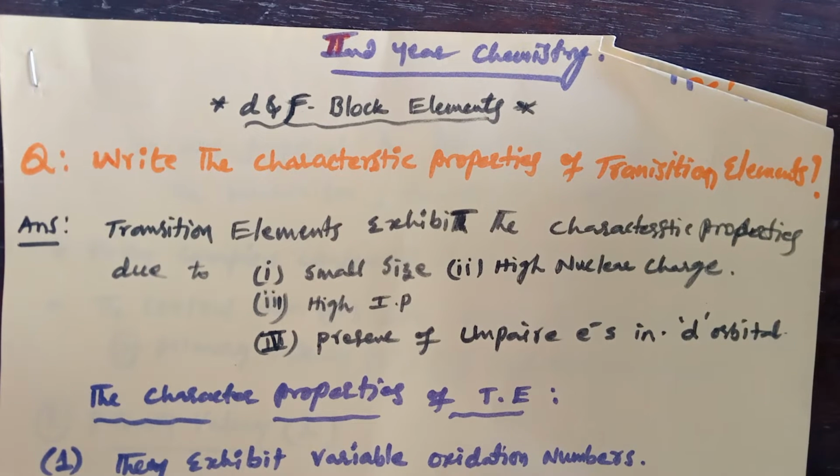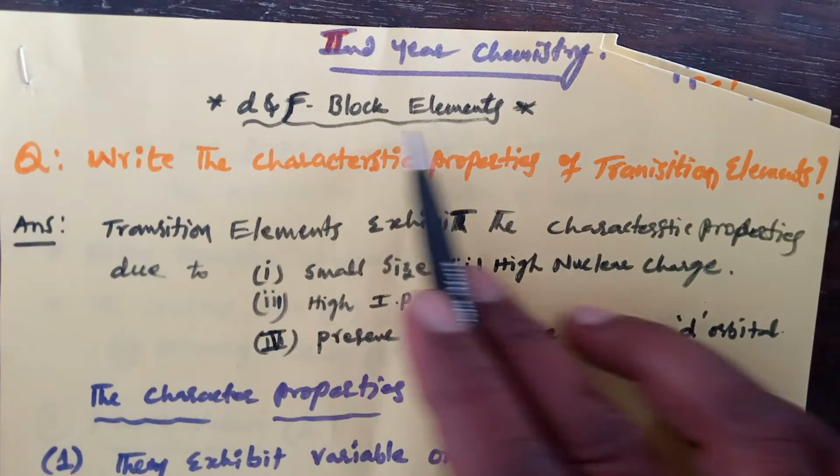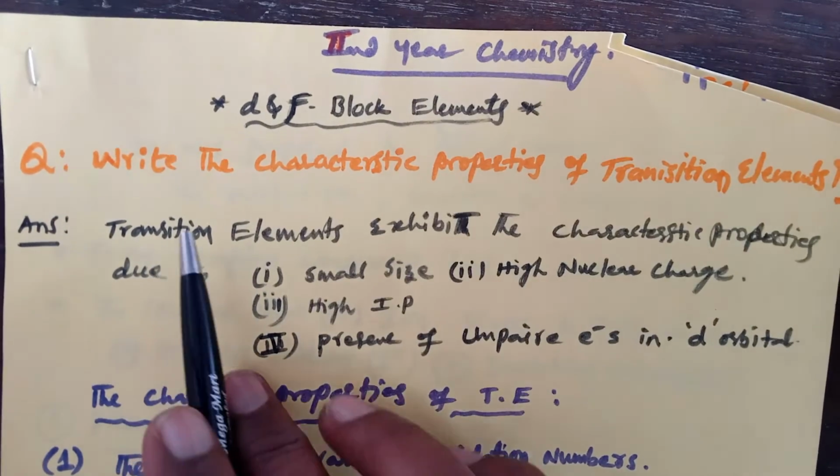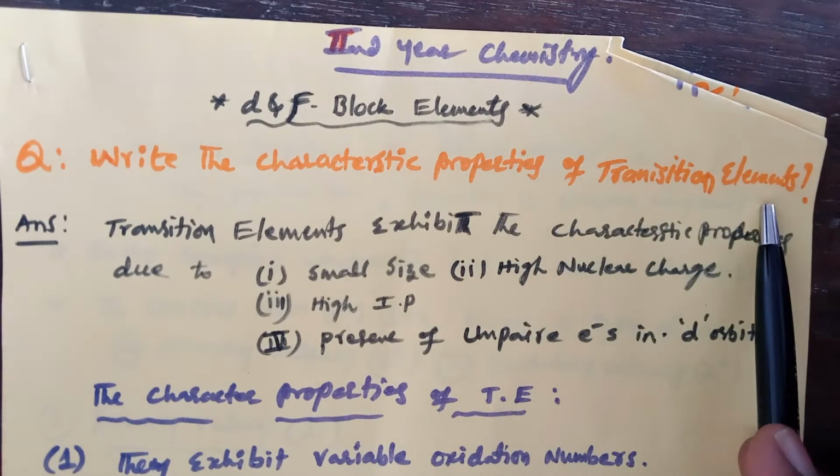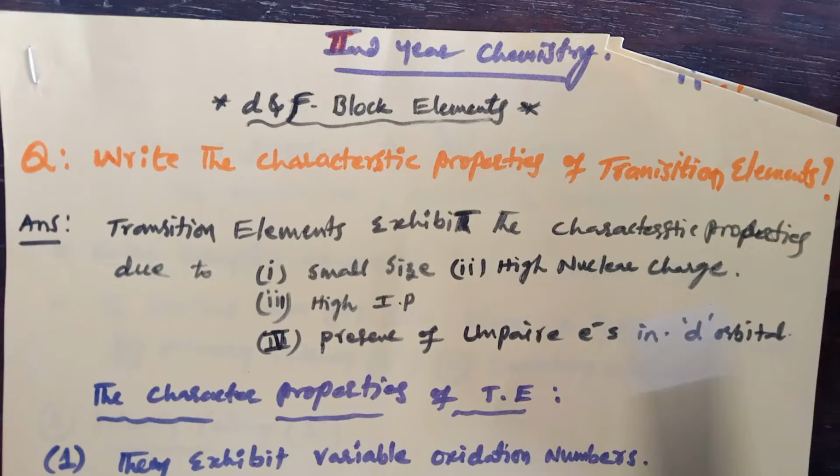Hello, good morning students. Today we are discussing secondary chemistry. The name of the chapter is d and f block elements. A very important question is: write the characteristic properties of transition elements.